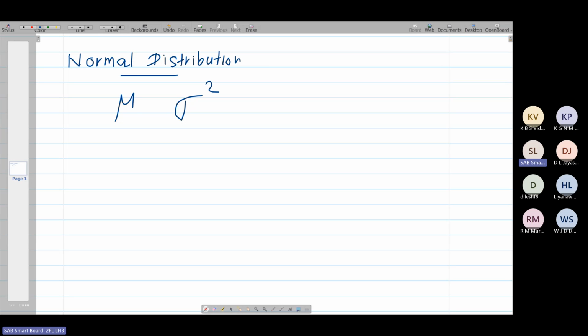Population mean, it is mu. This is the population mean. This is the population variance, sigma square. These are the two parameters in the normal distribution. Understood? When we do the calculation part, we need these two values to do the calculation.